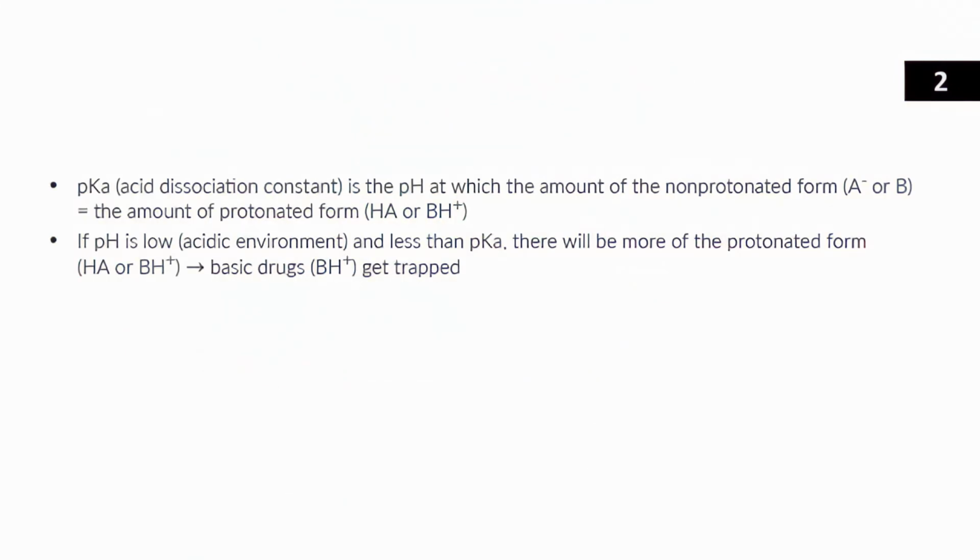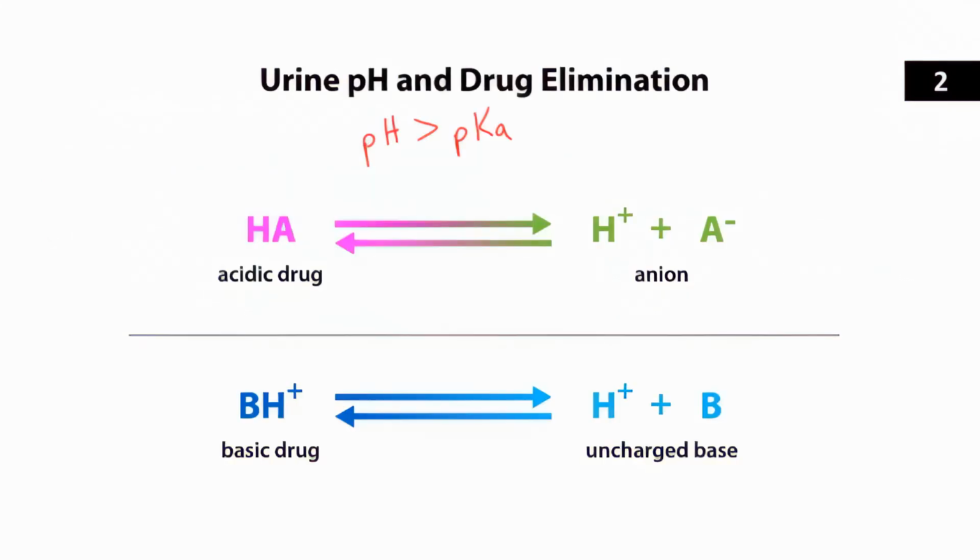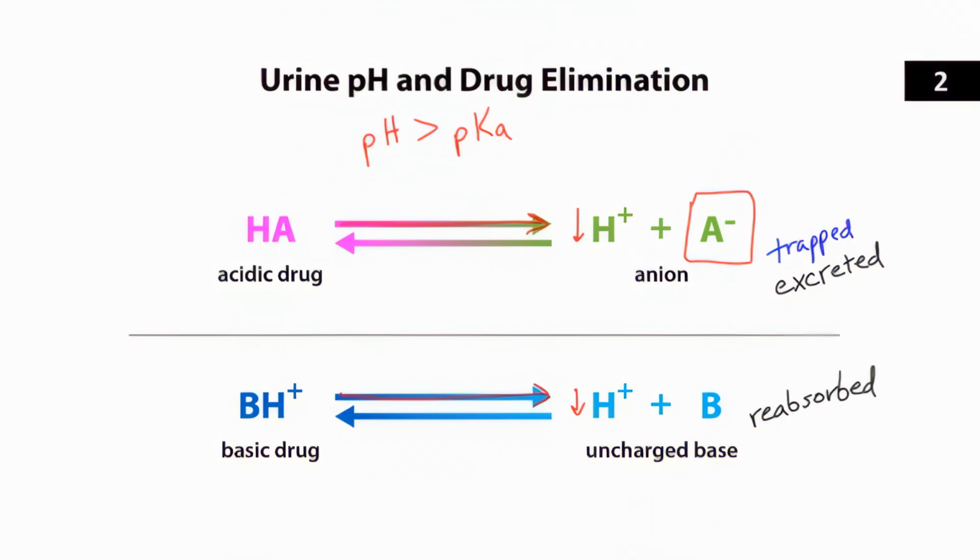The third bullet says that if a pH is high, which would mean basic environment, and more importantly, if the pH is higher than the pKa, then there will be more of the non-protonated form. So when the pH is high and you don't have as many protons around, the equation shifts toward the right so that your weak acids will have a charge and your weak bases will be uncharged. And that means that in the basic alkaline urine, acidic drugs, the charged ones, are going to be trapped and excreted out, but basic drugs will be reabsorbed.